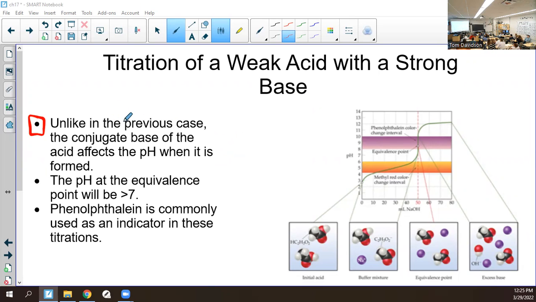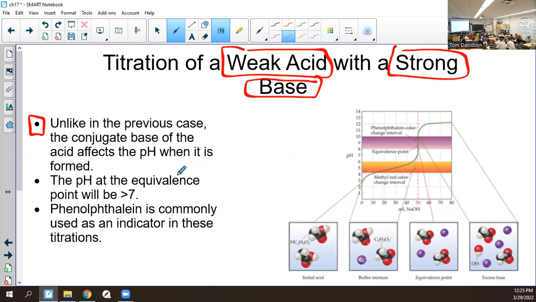Okay, unlike in previous cases, when we have a weak acid and a strong base, the conjugate base of the acid affects the pH when it's formed. Why?